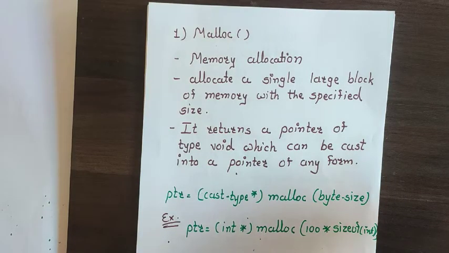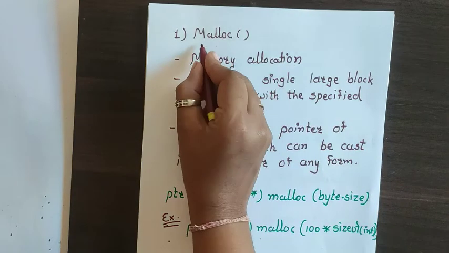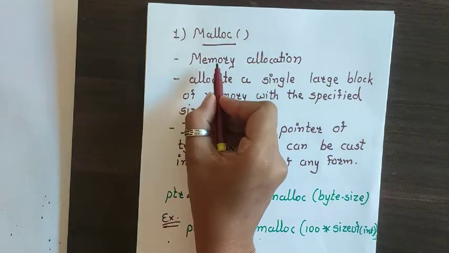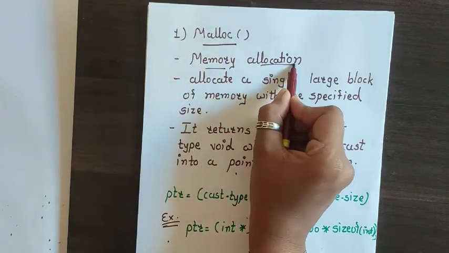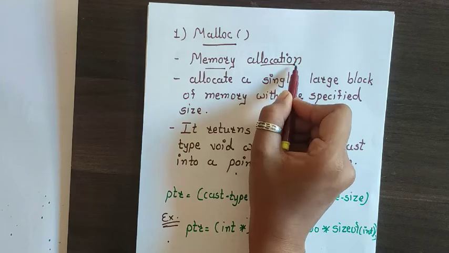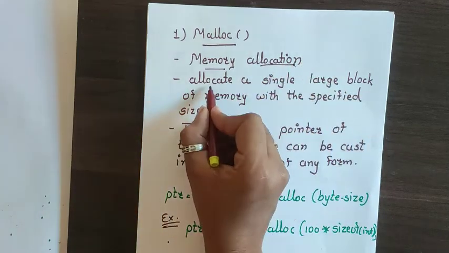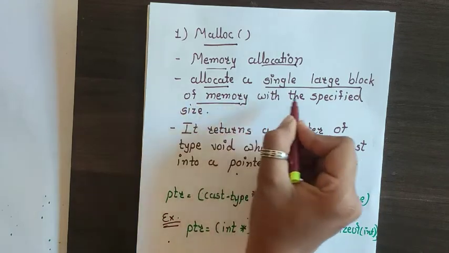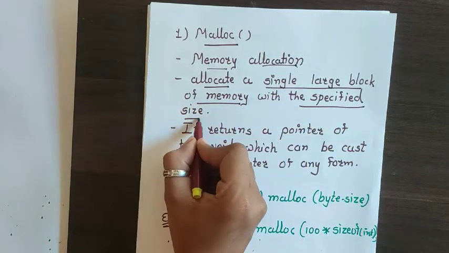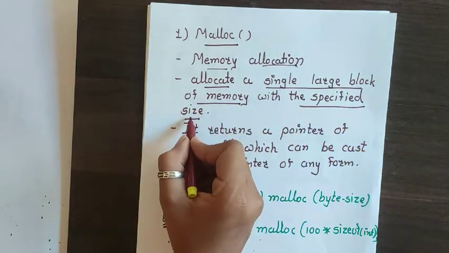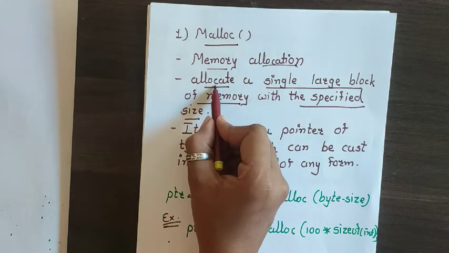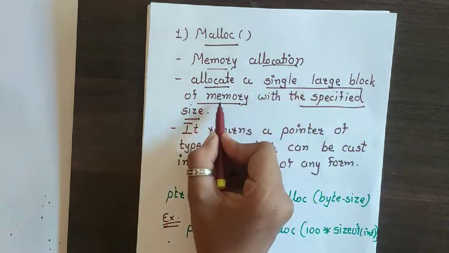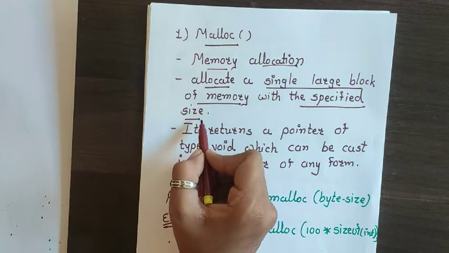Now there are basically three types of memory allocation, that is malloc, calloc and realloc. So first we see malloc. Malloc means memory allocation. Malloc stands for memory allocation. It allocates a single large block of memory with the specified size. This size should be defined by us, right? So it will allocate a single large block of memory with the specified size.